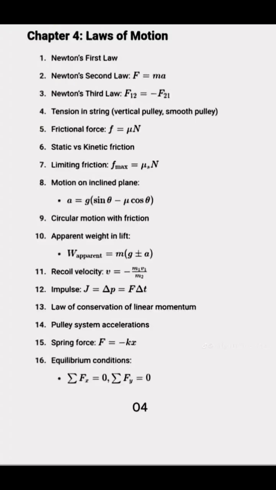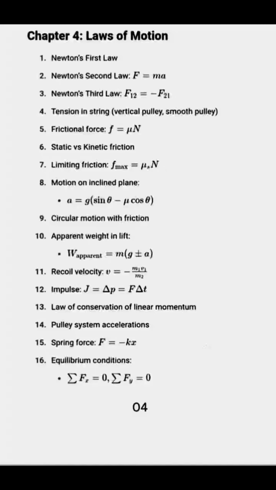Then we will study tension in a string, frictional force, static versus kinetic friction, limiting friction, all about friction. And then motion on an inclined plane, formulas for motion on an inclined plane, circular motion with friction, apparent weight versus real weight, formula for finding the apparent weight, recoil velocity, impulse, formula for impulse, law of conservation of linear momentum, that momentum is conserved throughout the system, pulley system acceleration, and spring force, where we will apply Hooke's law, and the mathematical form is F is equal to minus kx.